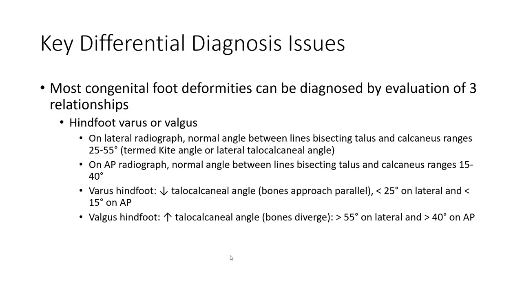Varus hindfoot: decreased talocalcaneal angle, the bones approach parallel, less than 25 degrees on lateral and less than 15 degrees on AP. Valgus hindfoot: increased talocalcaneal angle, the bones diverge, more than 55 degrees on lateral and more than 40 degrees on AP.